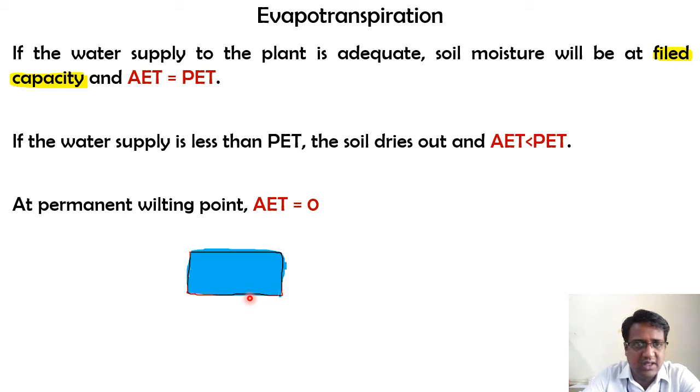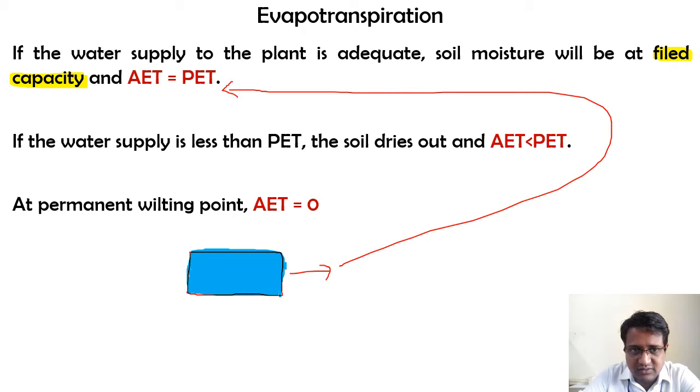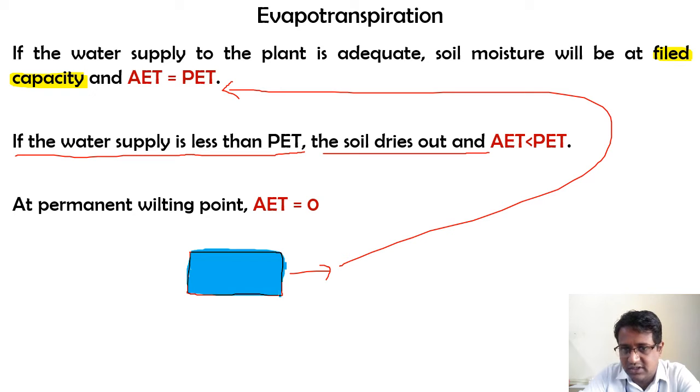Okay, with this in mind, whenever this is completely saturated, at that point of time your AET is equal to PET, that is, actual evapotranspiration will be equal to potential evapotranspiration. Similarly, if the water supply is less than PET, then the soil dries out and AET will be less than PET. So what do I mean by that?